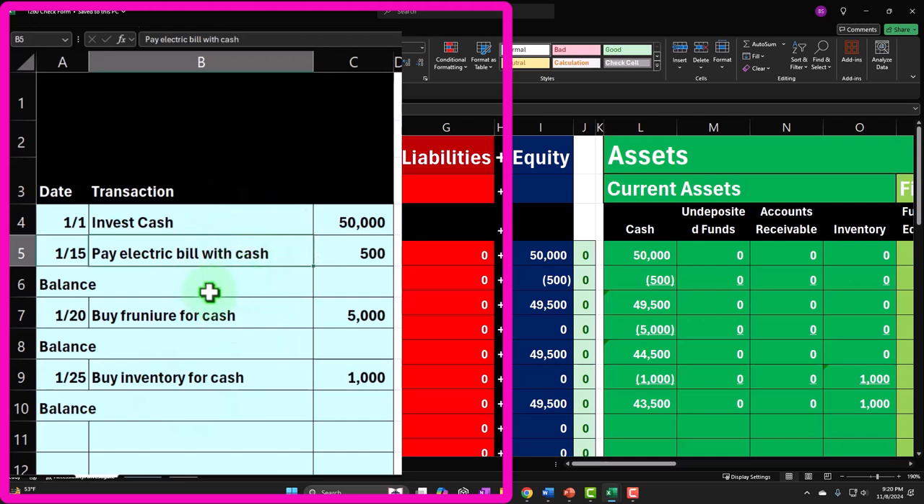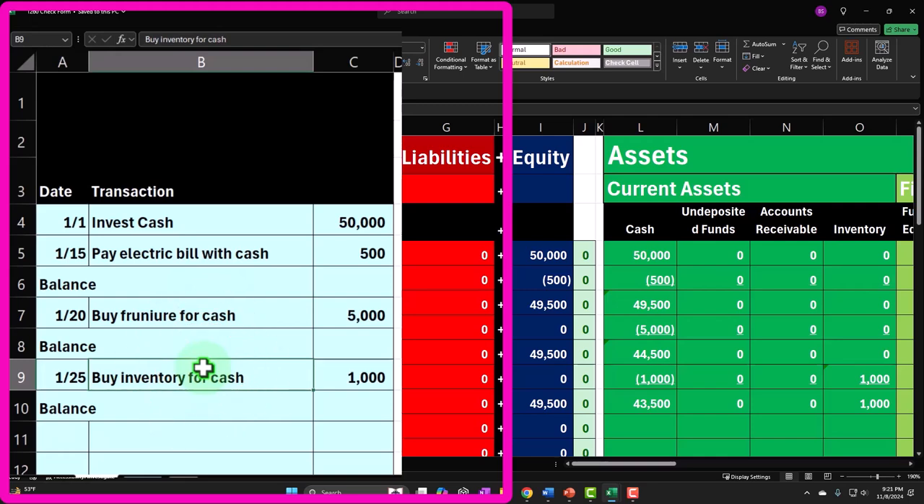So we paid the electric bill before with a bill form, increase in accounts payable. This time we'll use the good old check form. Buy furniture. So same thing we did with the bill form, but this time we're just going to pay it with the check, and then we're going to pay the buy inventory.